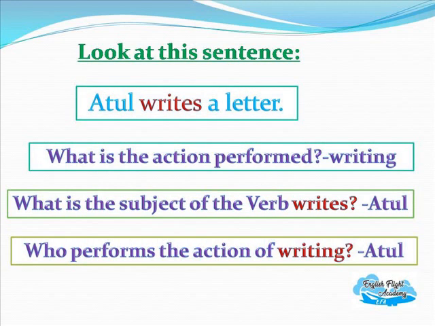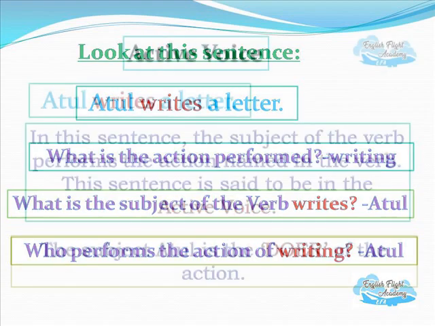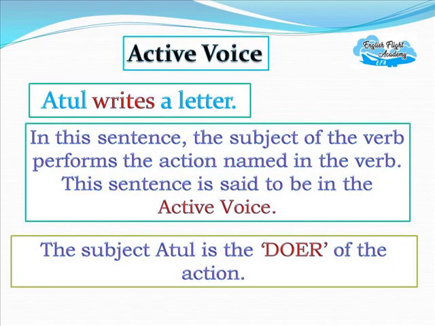Look at the sentence on the screen. Atul writes a letter. What is the action performed? Writing. What is the subject of the verb writes? Atul. Who performs the action of writing? Atul. So in this sentence, the subject of the verb performs the action named in the verb. This sentence is said to be in the active voice. The subject Atul is the doer of the action.